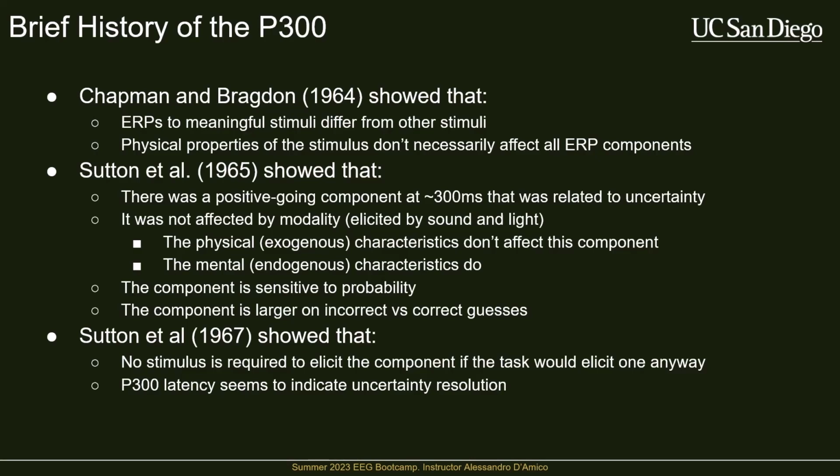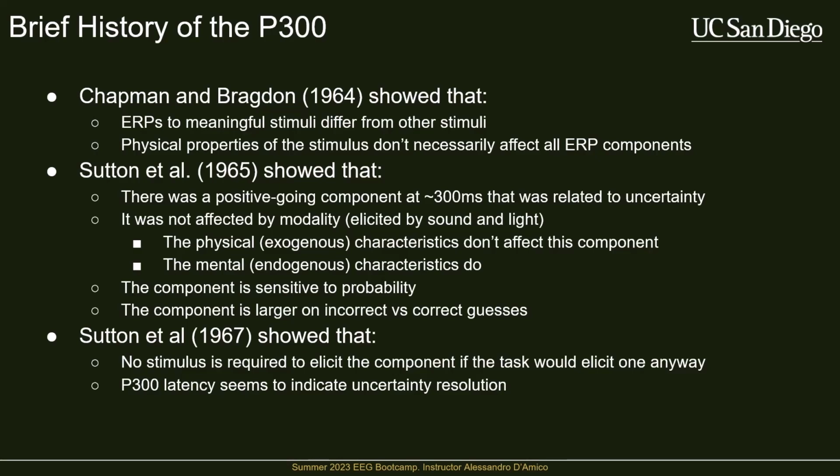So what they found, to summarize, is that certain ERPs or components seem to be related to meaningful stimuli versus non-meaningful stimuli, right? In this case, the numbers were relevant to the task, but the lights were not. So the task-relevant stimuli are generating this component. And they also showed that the physical properties of the stimulus don't necessarily affect all ERP components.